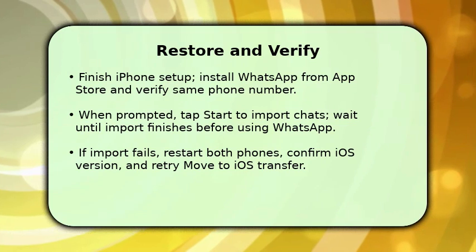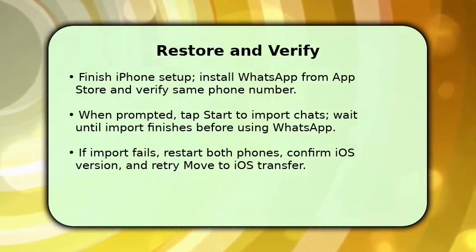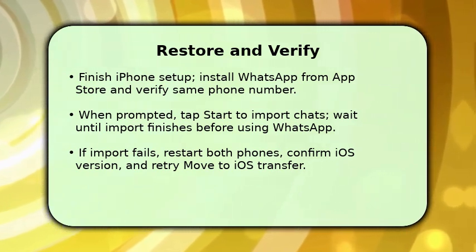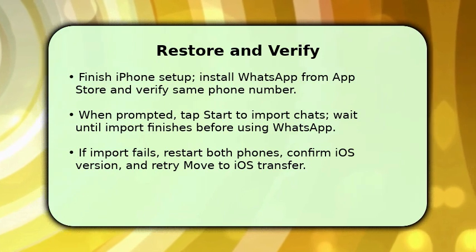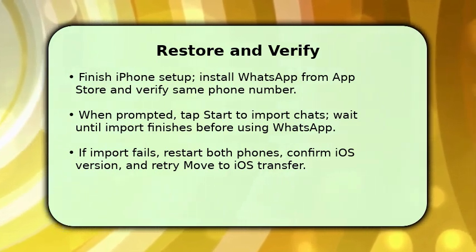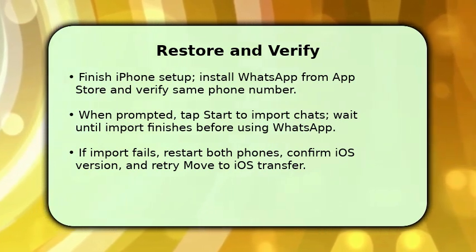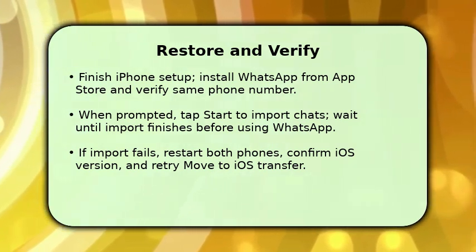Finish iPhone setup, then install WhatsApp and verify with the same phone number you used on Android. When launched, WhatsApp will detect the transferred data and show an option to import. Tap Start and allow it to finish importing messages and media. Once complete, your chats appear in place. Make sure to grant permissions for photos and contacts.